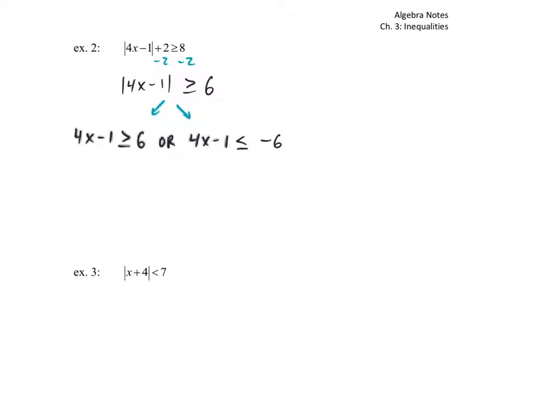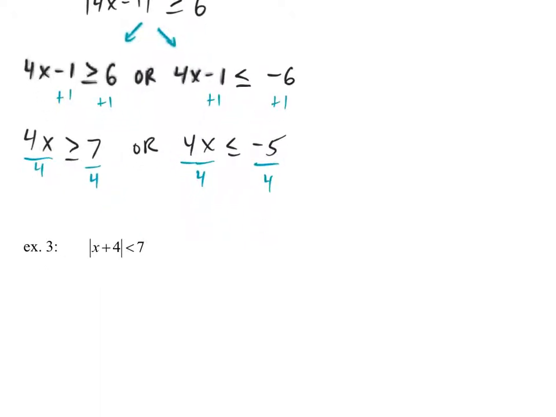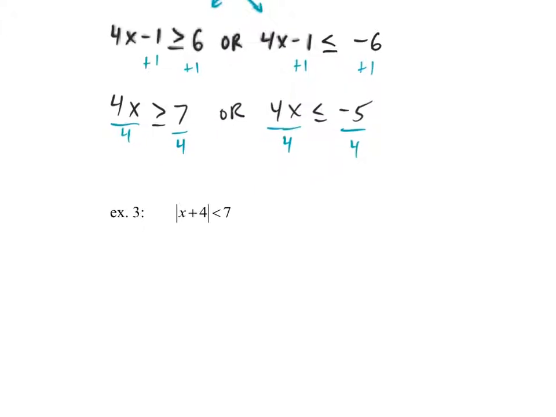Now it's just what you've been doing for the last few days. Go through and just solve the thing. So add 1, add 1. I'm going to do both sides kind of at one time. So if I add 1 to both, I get 4x is greater than or equal to 7, or 4x is less than or equal to negative 5. Last step then, we could divide everything by 4. I'm going to do that to both sides there.